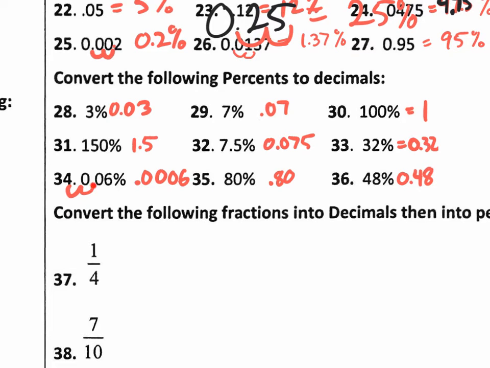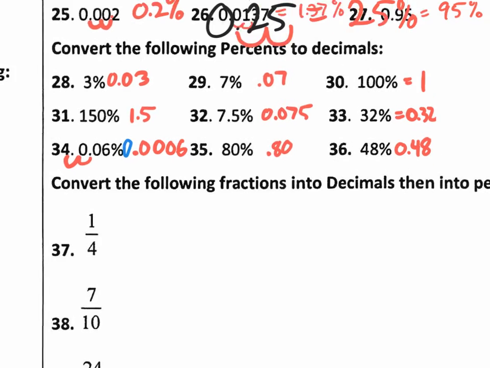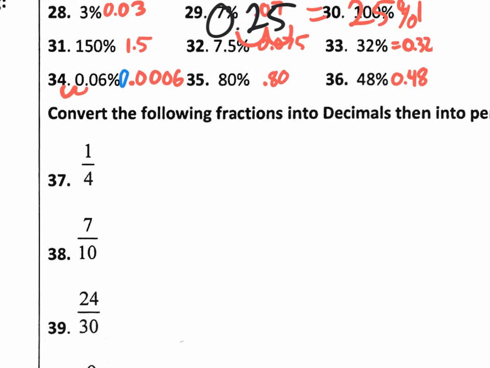You want to change it to a decimal, move it 2 spaces to the left. 1, 2, you got to put an extra 0 right here with the decimal in the front. So that's really 1, 2, 3 zeros before the 6. And of course, if you wanted to, you could put a 0 out in front of the decimal because obviously there is no number out there. Let's convert the following fractions to decimals, then to percents.